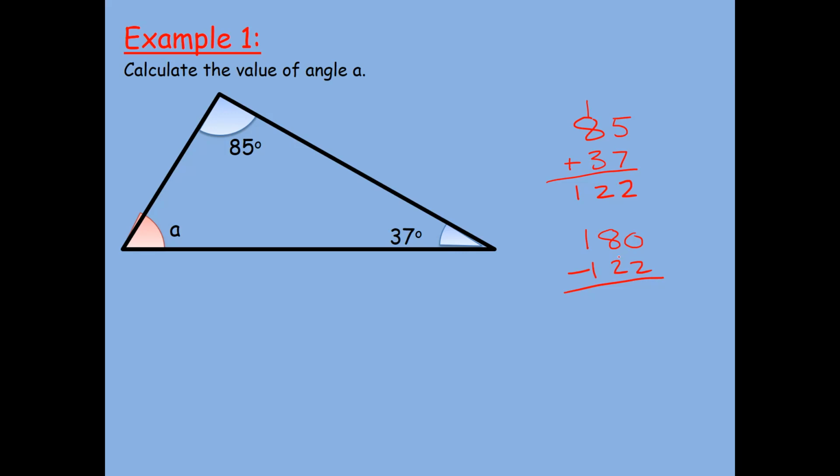of angle A. So 0 take away 2 I can't do, so I'm going to borrow 1 from here. It's now going to become 10. So 10 take away 2 is 8. 7 take away 2 is 5. 1 take away 1 is 0. So just to make sure we're showing that we know the answer, we write it out clearly at the bottom. A is equal to 58 degrees.